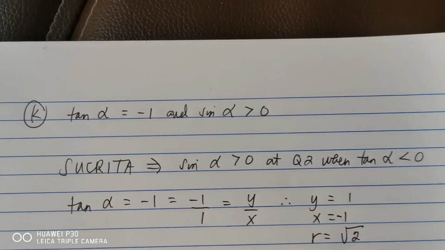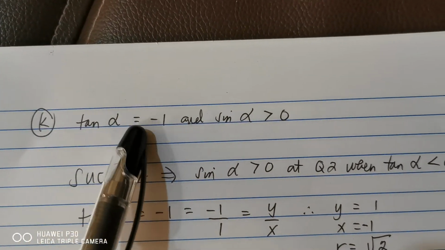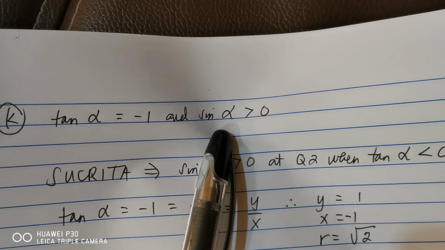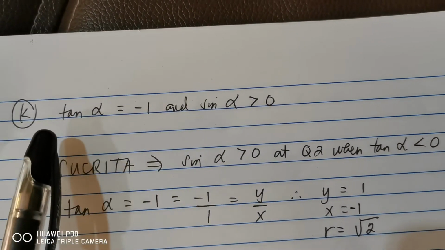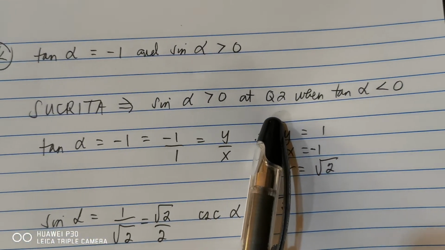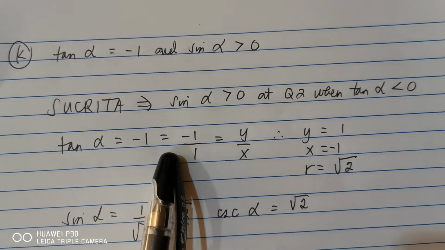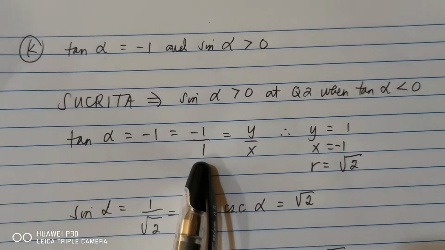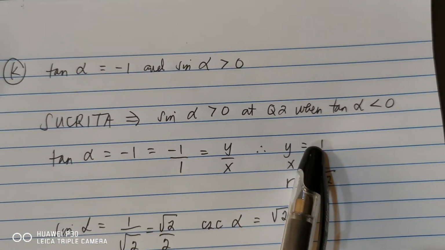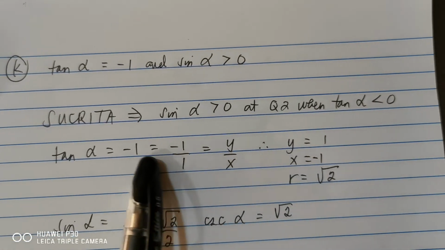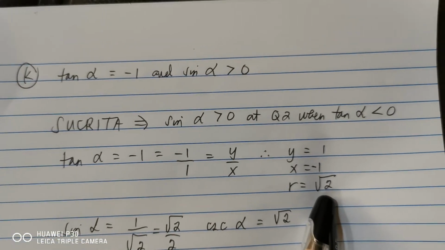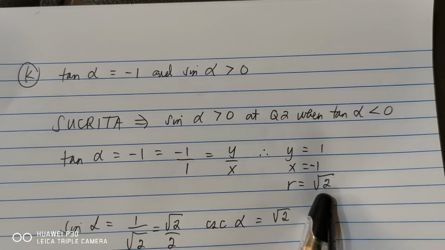Letter K, we were given tan alpha equals negative 1 and that sine alpha is positive. By sukrita, sine alpha is positive in quadrants 1 and 2. Tangent alpha is negative in quadrants 2 and 4. So the common quadrant is 2. So tan alpha is understood to be negative 1 over 1, which is defined y over x. So since we are in quadrant 2, our y is positive and our x is negative. So we write the negative in x. Our r is always positive, and by the Pythagorean theorem, r is square root of 2.